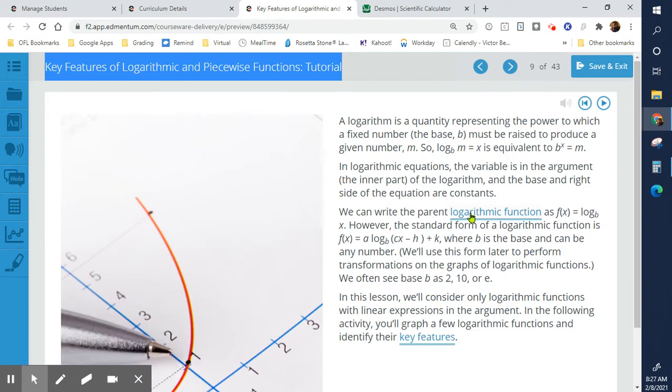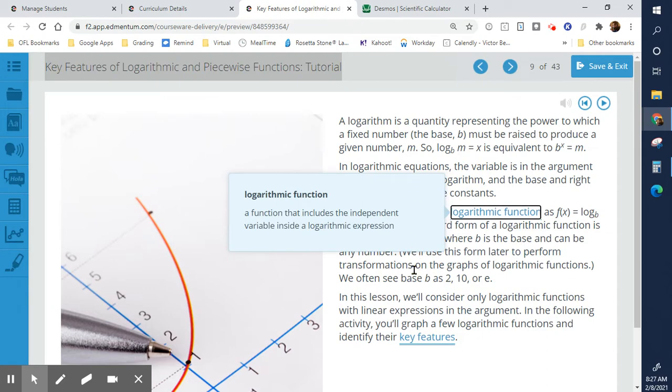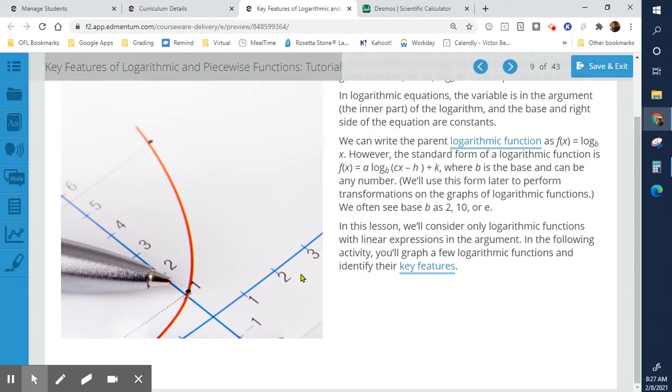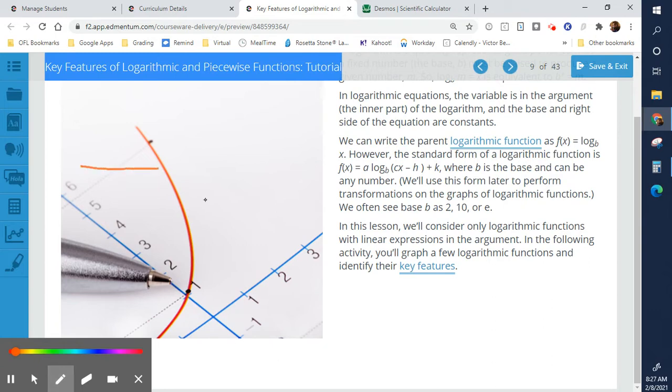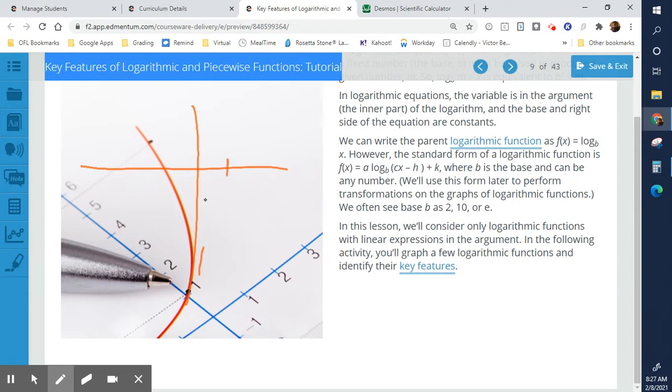All right, so a parent graph of a log function. A parent graph is just the basic idea. I've drawn it several times. It's kind of weird because they show a picture of an exponential. The parent graph of a log function is always this. It never touches the y-axis, and it crosses the x-axis right here.